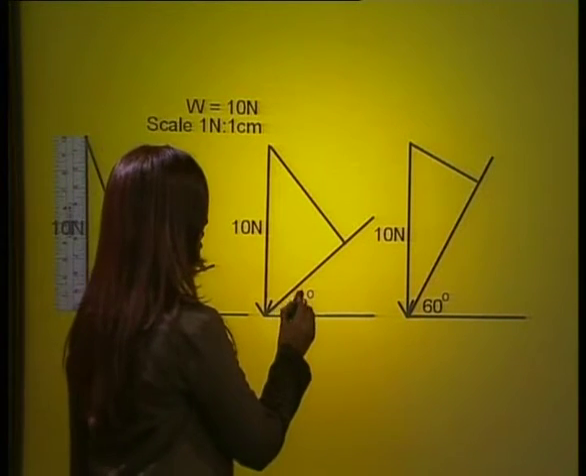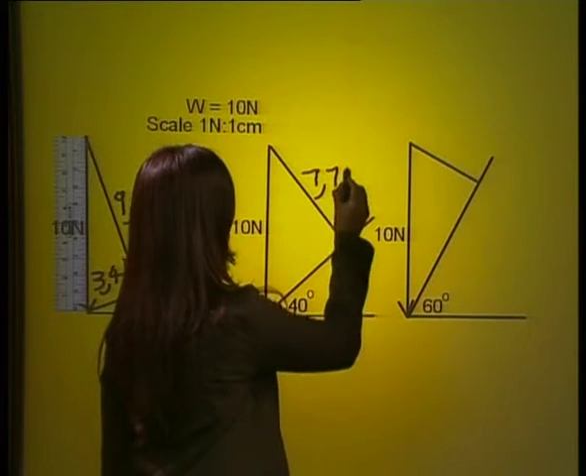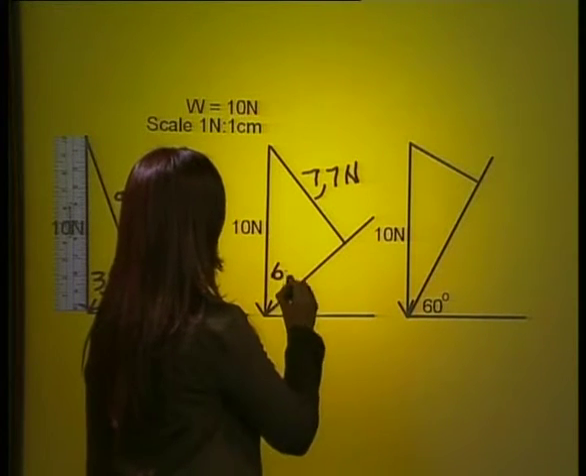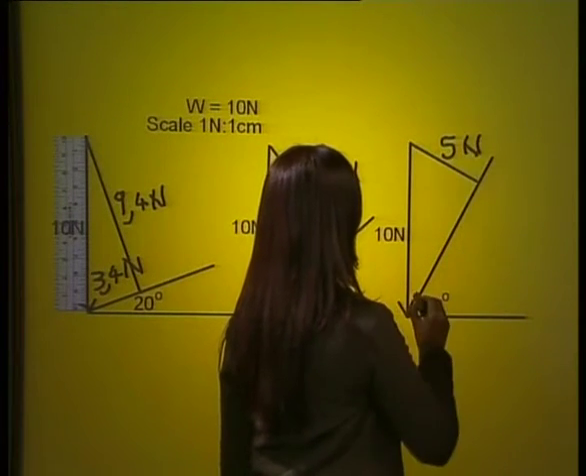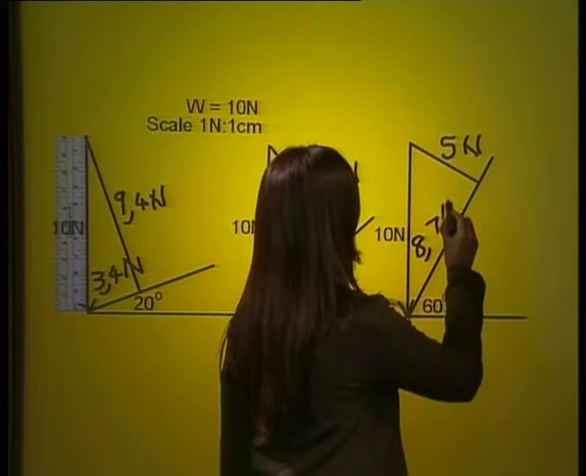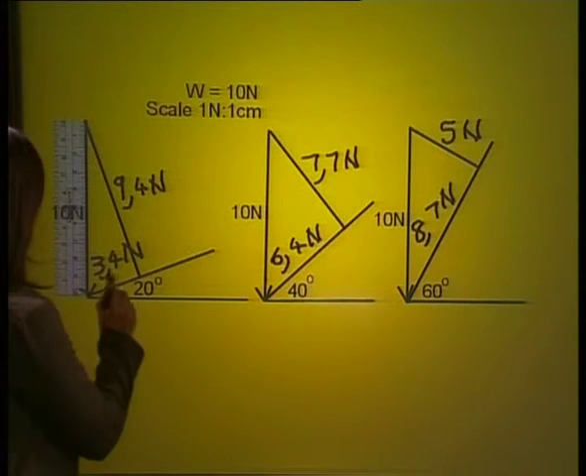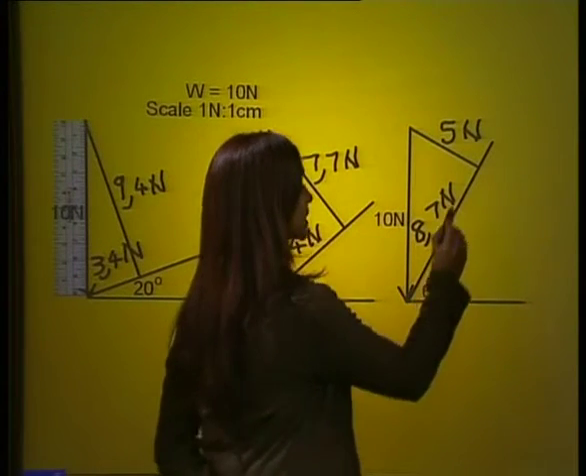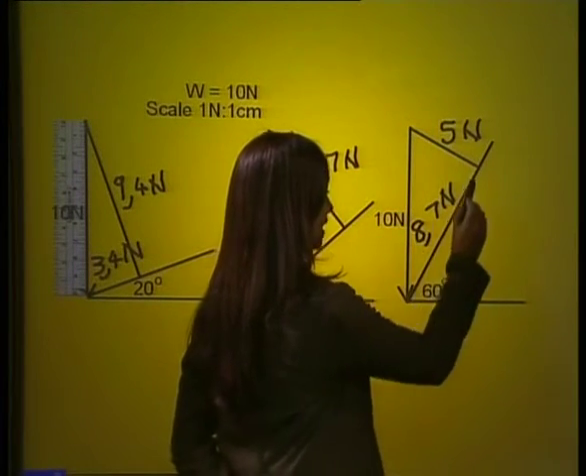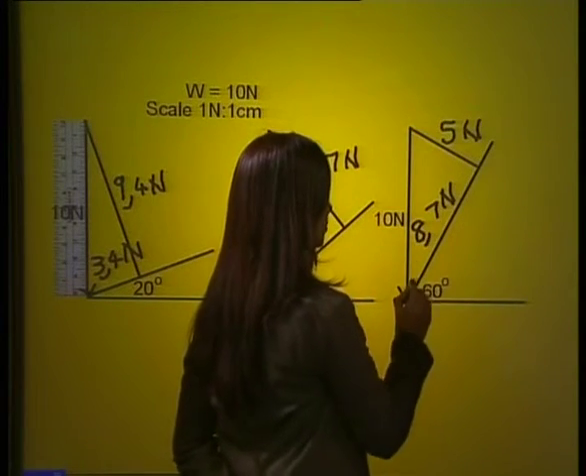Now when theta is 40 degrees, the normal force is 7,7 newtons and the frictional force is 6,4 newtons. Here the normal force is 5 newtons and the frictional force is 8,7 newtons when theta is 60 degrees. Which of these inclined planes will make it easiest to lift the heavy load onto the truck? The 20 degree, the 40 degree or the 60 degree plane? Logically, you can figure out that it would be easier to push the weight up this surface than it would be to push the weight up this surface, because you would be pushing against gravity and the weight would want to slide down due to gravity.